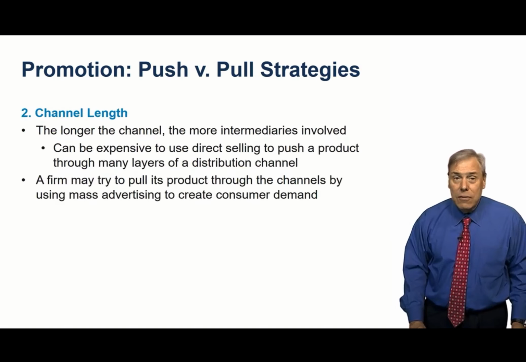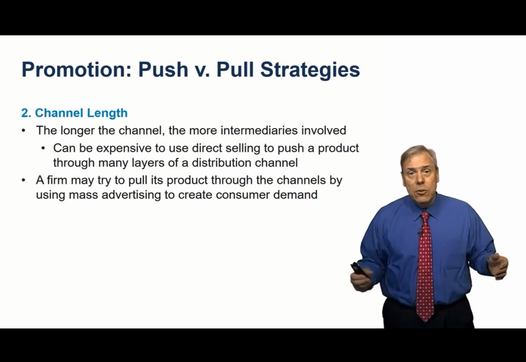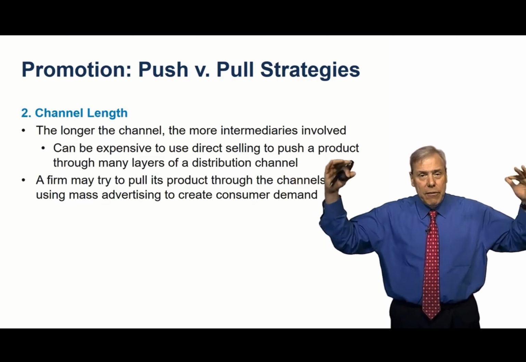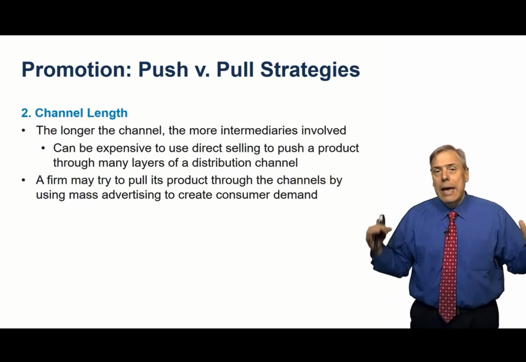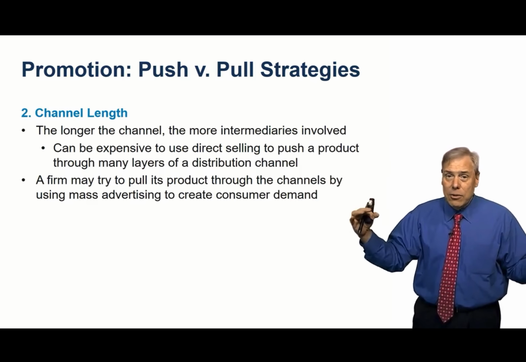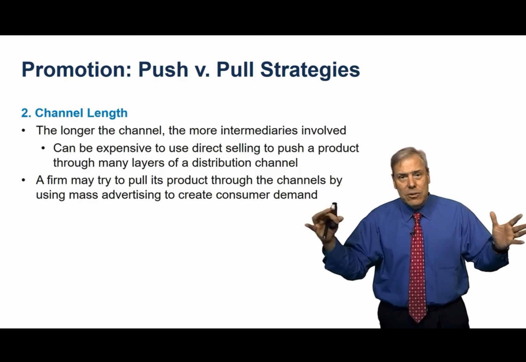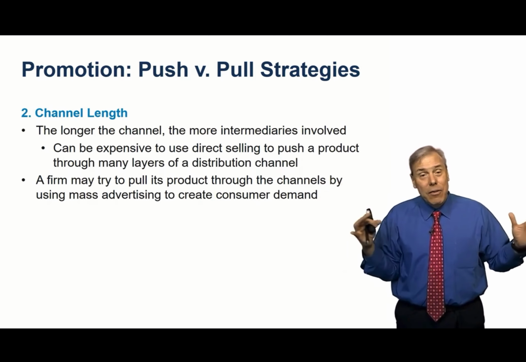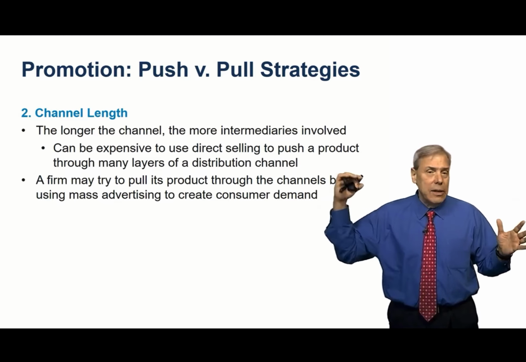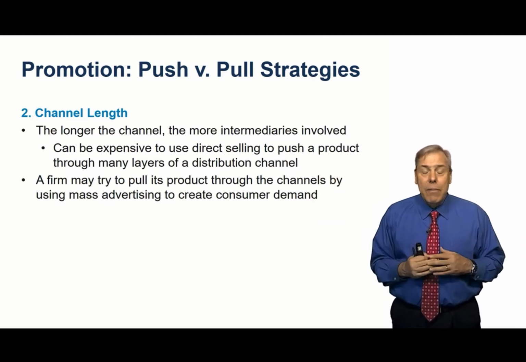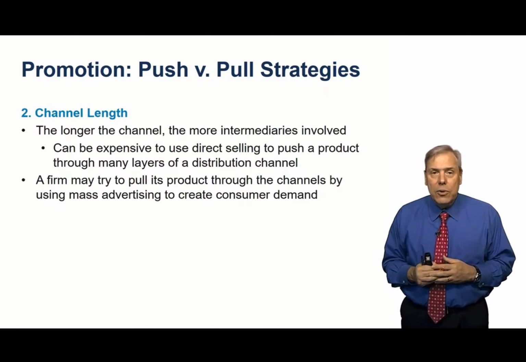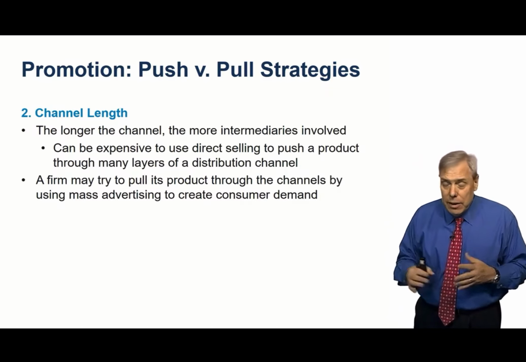And of course, the length of the channel has a big impact too. The longer the channel, the more intermediaries there are, right? The more steps from the manufacturing plant to the final customer. And so it can be really expensive to use direct selling if it's a very long channel. To push a product through all the different layers of the distribution channel, that can be very expensive, to hire all those people to do that. So when there's a very lengthy marketing channel, many steps from the plant to the customer, it might make a lot more sense, especially depending on the nature of the product.